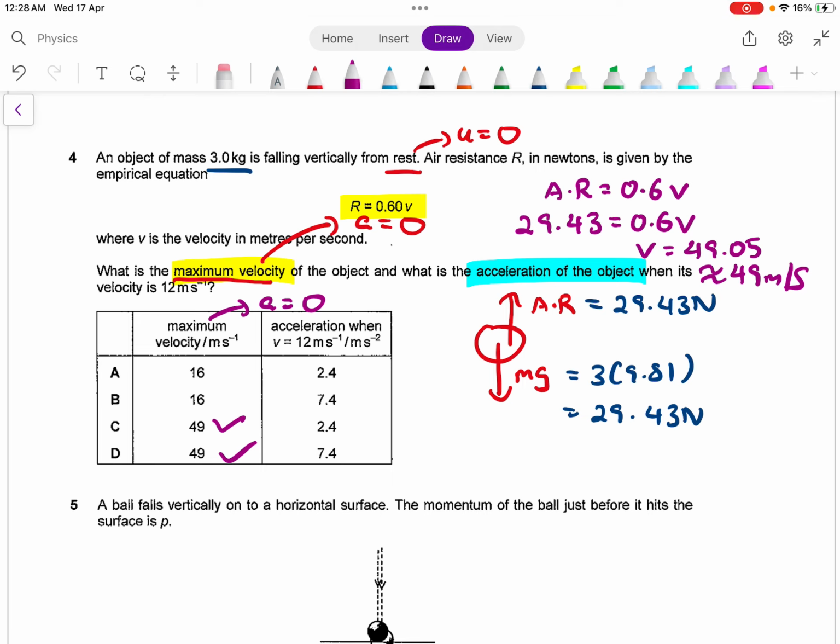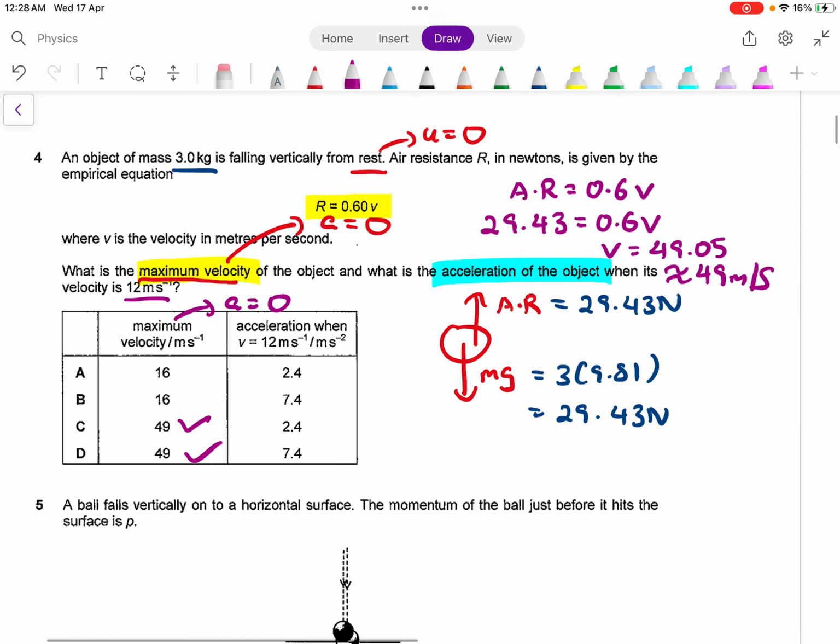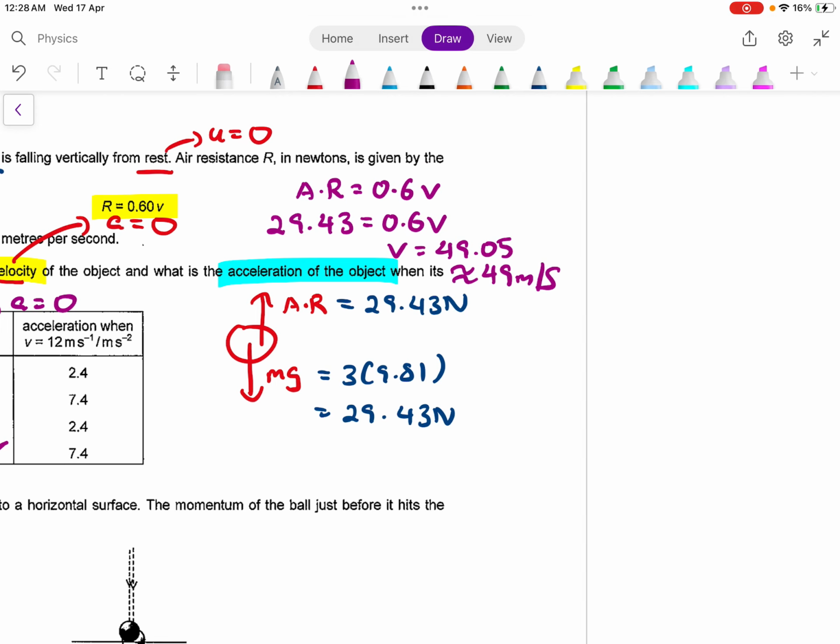Now they ask us for the second part, which is the acceleration of the object when the velocity is about 12 meters per second. First thing, we need to determine the air resistance, because they tell us that air resistance is a function of your speed. So you multiply 0.6 by 12, which is about 7.2. So your air resistance is about 7.2 Newton. What about your weight? Your weight never changed.